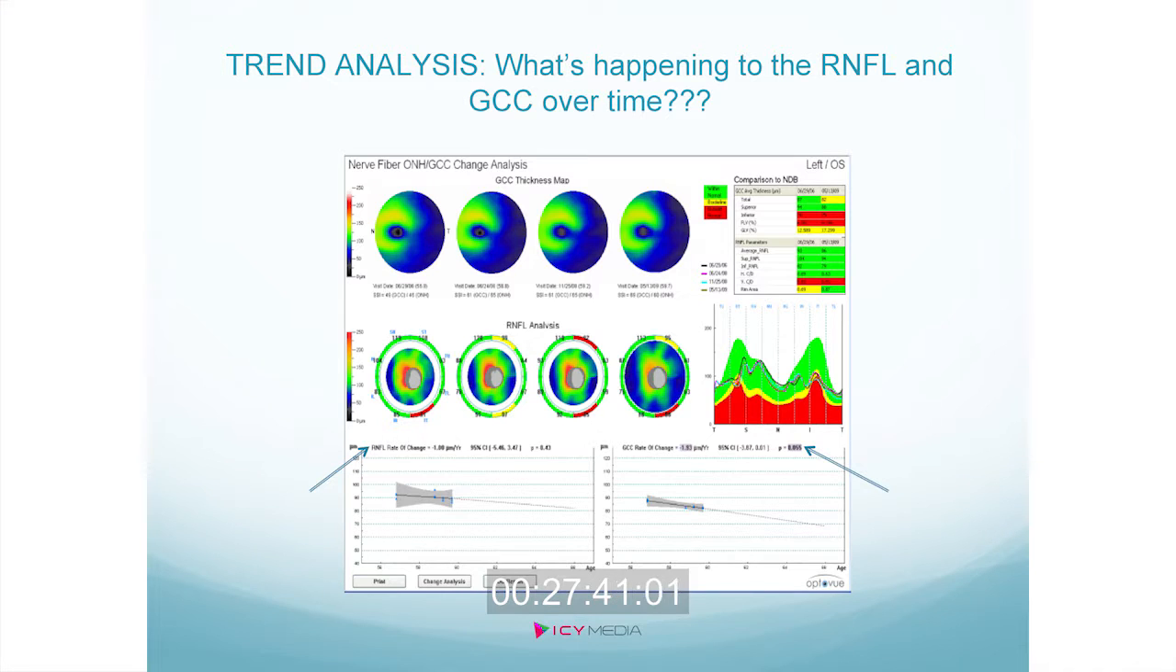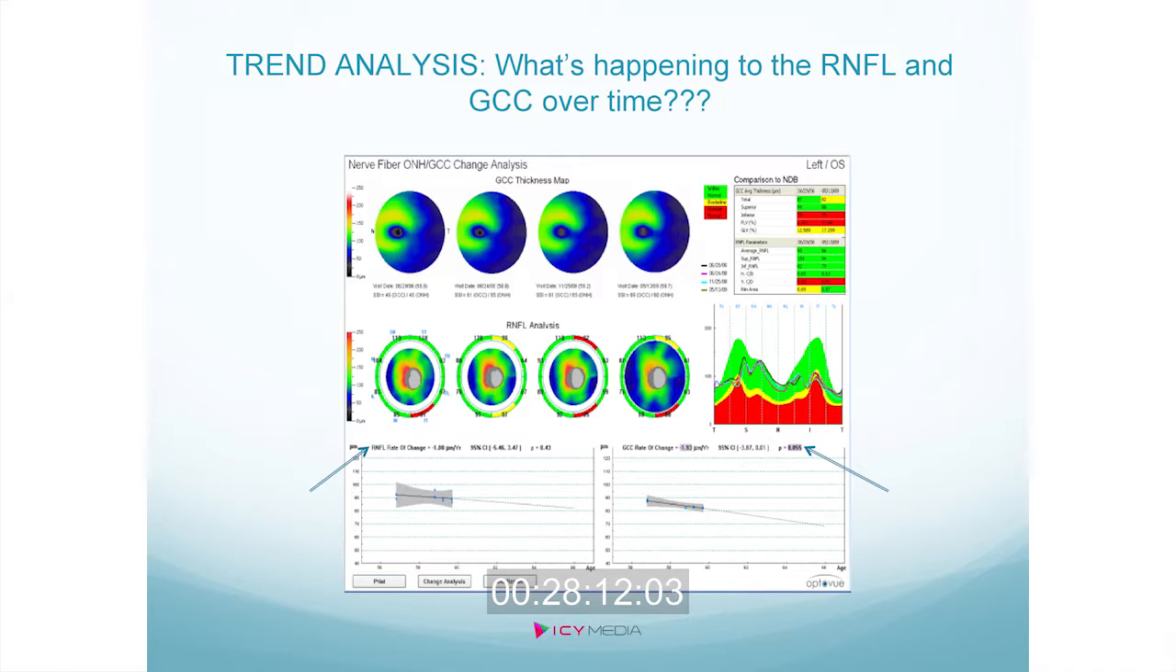What about the trend analysis? We know that on the Humphrey visual field, we can use the guided progression analysis, which gives us great information about how the patient's doing over time. What can the OCT do for us? Well, the OCT also has a trend analysis. Here's a patient. You can see their GCC on the top of the printout. You can see how the coloration looks kind of stable. There might be a little bit of worsening of that navy color on the side of the image, but for the most part, it looks pretty stable.